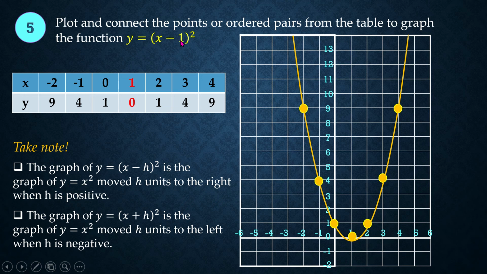So, kung positive ganing h, move ka to the right. Kung pila po ang value sa h. Ang movement sa, ang explanation, ang movement sa iyong graph. The graph of y is equal to the square of x plus h is the graph of the parent function y equals to x squared. Move h units to the left when h is negative. So, depende.